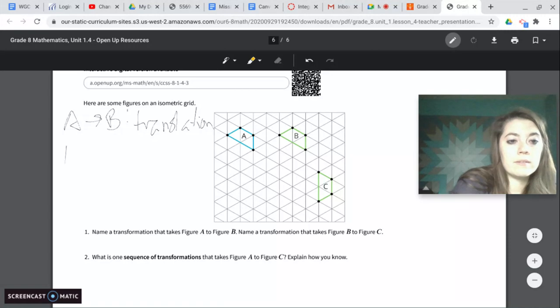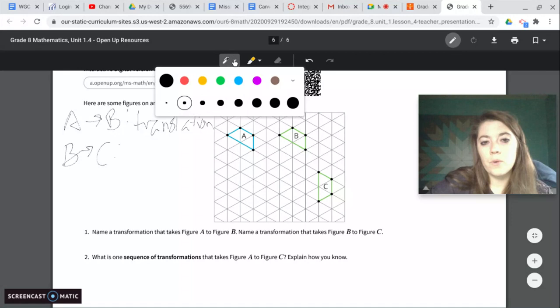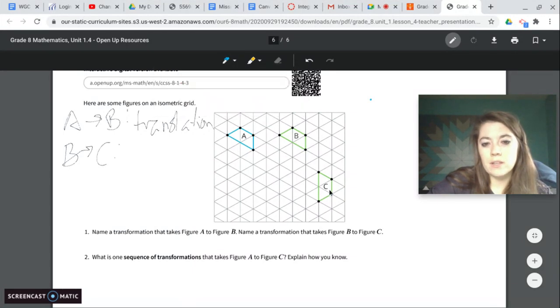From B to C, what'd we do? So how did we go from being up here to being down here? And now we're not quite at the same angle we were before, right? It looks a little different. This one, the sides are vertical, whereas this one, they're at an angle. So how'd we get there? There's a couple different ways we could have gotten there, actually.